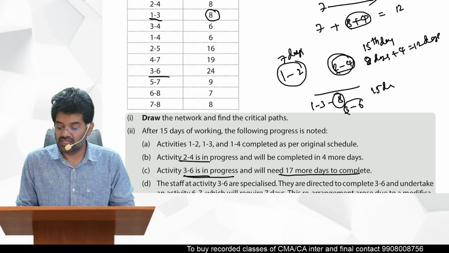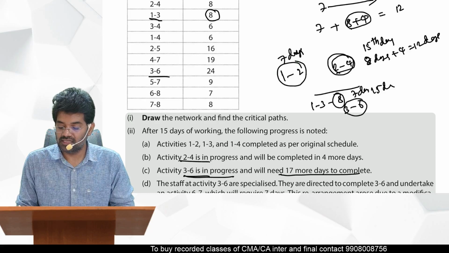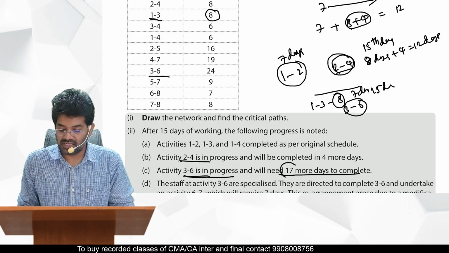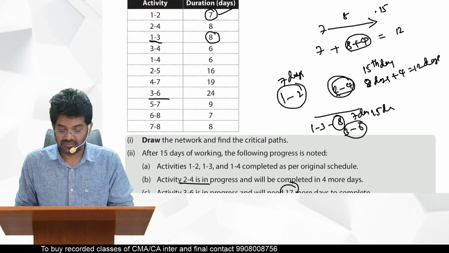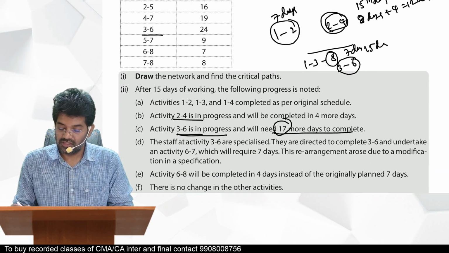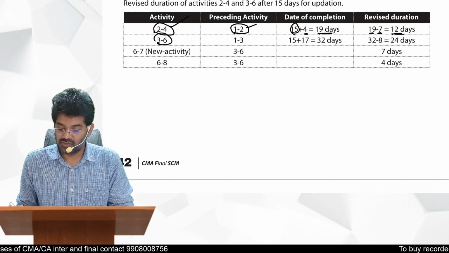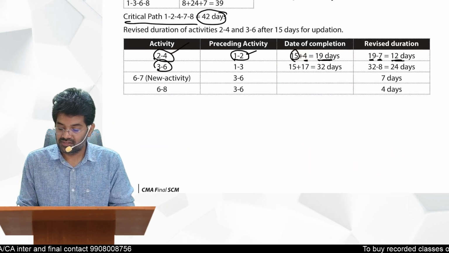That means 3 to 6 already how many days are completed? 7 days are completed already. They are saying extra how many days are required? 17 days are required. Okay, so 7 plus 17, so revised is 24. So you can see 24.